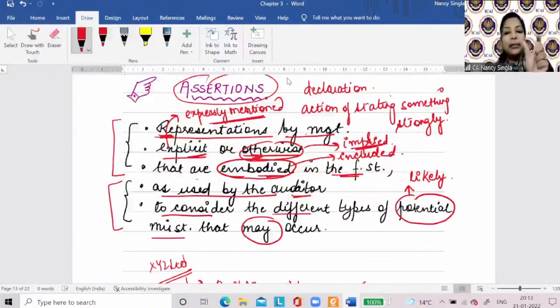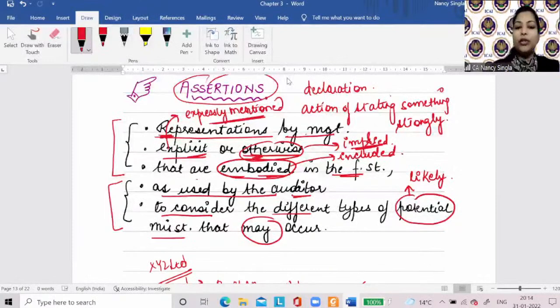Why the word may? Because see, audit, if you remember, when we did the difference between audit and official investigation in our chapter number 1, we saw that official investigation is started with a preconceived notion that something wrong has been done. However, when we are doing audit, no such preconceived notion is there. So auditor is going to check, and then potential misstatement may occur. अभी shall नहीं है. ठीक है? So second part, as used by the auditor.